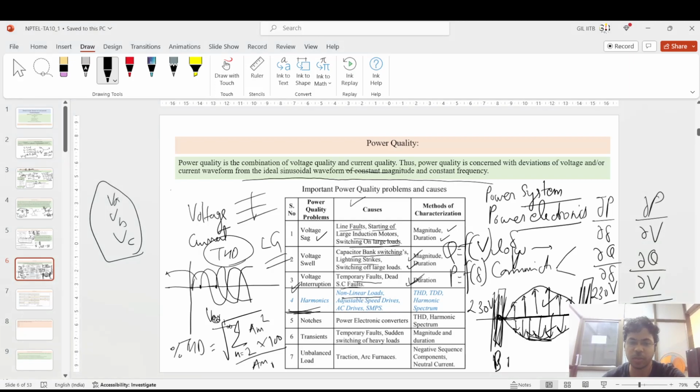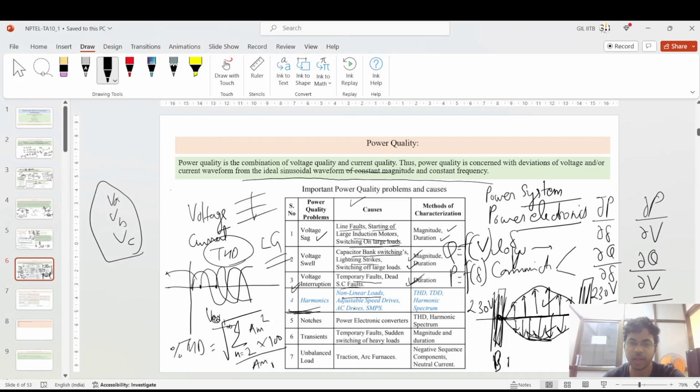Harmonics come from non-linear loads. Non-linear loads means you have multiple types of load. Suppose you have an oven in your home. The oven is a heating load that does not affect much, but you have trim lights, tube lights which have power electronic converters inside, and the BLDC motor for the flux change and all. So there are different kinds of non-linear loads. You have diodes, you have MOSFETs. So these are the non-linear sources.